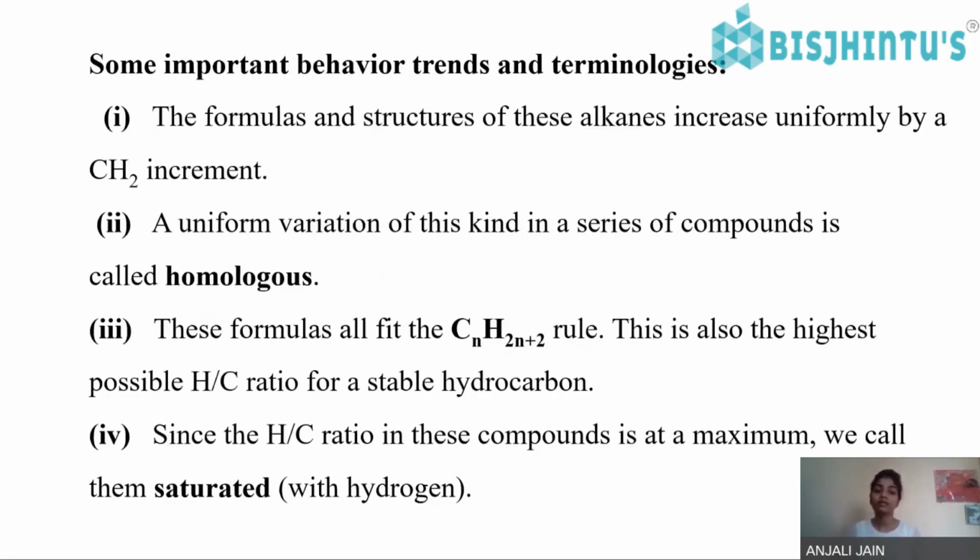A uniform variation of this kind in a series is called a homologous series. So there is a CH2 increment uniformly in every individual molecule which has been stated above. This shows that the molecular formula is CnH2n+2 and it is following that rule. This is also highest possible.